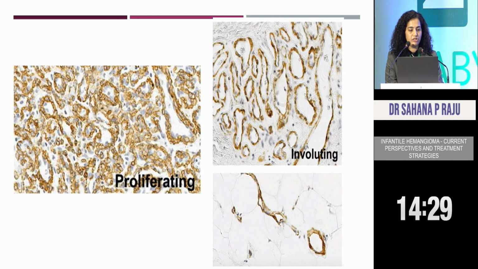So this is the histopathological finding where in a proliferating hemangioma, this is a smooth muscle actin stain which was done. So in a proliferating hemangioma, you can see multiple vessels. And in an involuting hemangioma, you can see that these vessels have become lesser in number, they have enlarged, and the fibrofatty tissue has also dissolved. And the last picture is a completely involuted hemangioma where there are absolutely nil vessels.